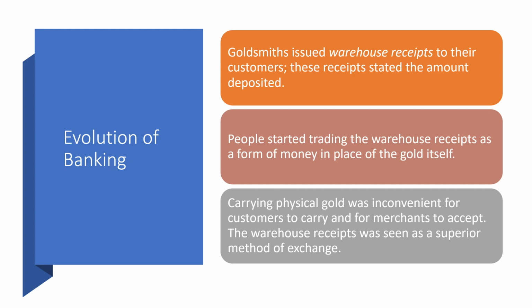So what people began to do is, rather than going back to the goldsmith and getting out the amount of gold that they needed, they began to exchange the paper receipts as a form of money in place of the gold. And so remember, carrying physical gold is inconvenient for customers because it makes you susceptible to theft. But it's also inconvenient for merchants, because by the end of the day, they could have quite an amount of gold, which would make them a pretty lucrative target for thieves. And so this exchange of the warehouse receipts is seen as a superior method of exchange, and it's going to be adopted all over the place.